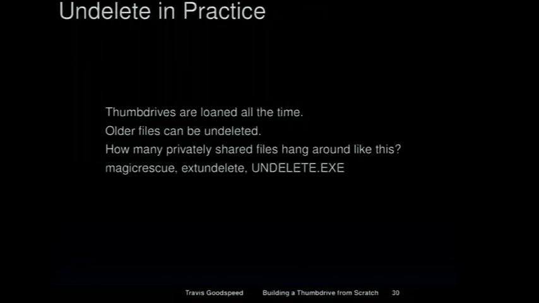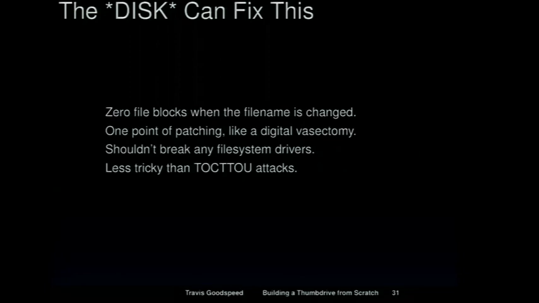And because these thumb drives are loaned out, this can be recovered. And the tools for recovering this include undelete.exe, which shipped on DOS 5.2 and still works on a modern thumb drive. And the disk can fix this by zeroing these file blocks when it sees that they're coming up. And this is kind of like vasectomy security in that you can fix it at one point and it applies to all machines that it gets plugged into. And it shouldn't break any file system drivers because they're never supposed to read the file after they delete it. At worst, you'll break the undelete behavior, which is what you wanted to get rid of.